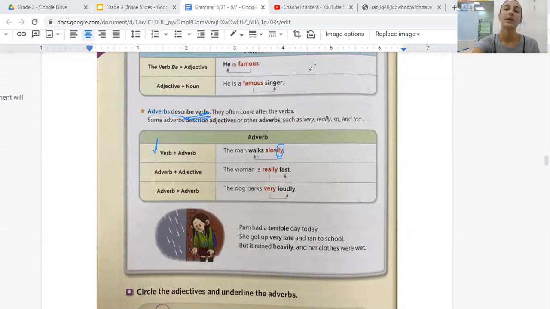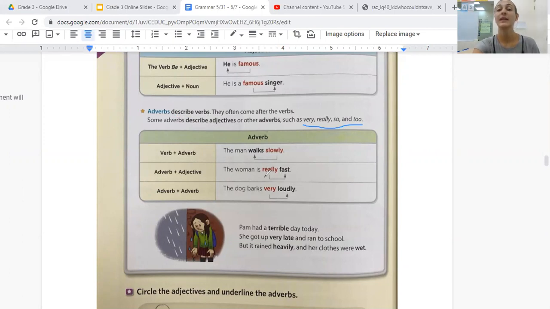Now, our other option, let me just clear that so you can see. Some adverbs describe adjectives or other adverbs. So these are going to be just when you use these, very, really, so, too. It's to kind of exaggerate the adjective or the adverb. The woman is really fast. The dog barks very loudly. So here we have an adjective.